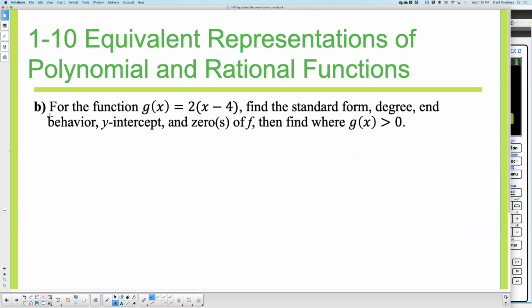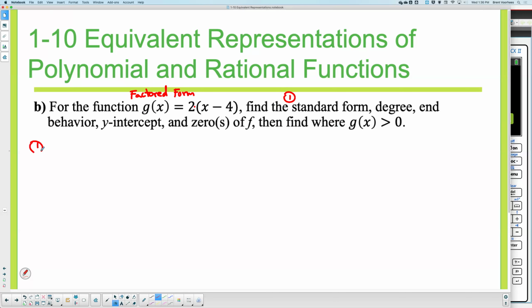Example B. Tell me this time, for the function g of x here, which type of form would you call this? Standard form or factored form? This is factored form. How did you know it's factored form? What does factored mean? Factor means to multiply. So that's factored form. It says first find the standard form. Let's find the standard form first.